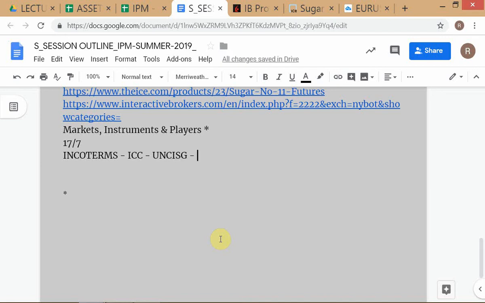It's all there in your session outline, which is in your folder. You don't need to note the keywords; I'm writing it down here. You need to note the instructions. This file is going to remain in your folder. This goes into the domain of what you have to study on your own. Remember, you're in a professional program. We are not going to spoon feed you.